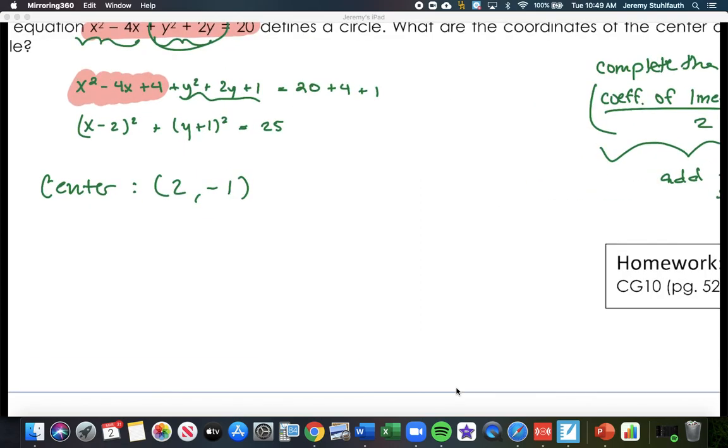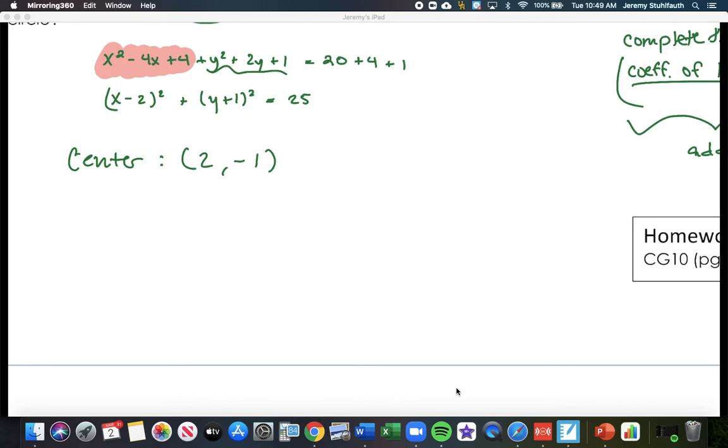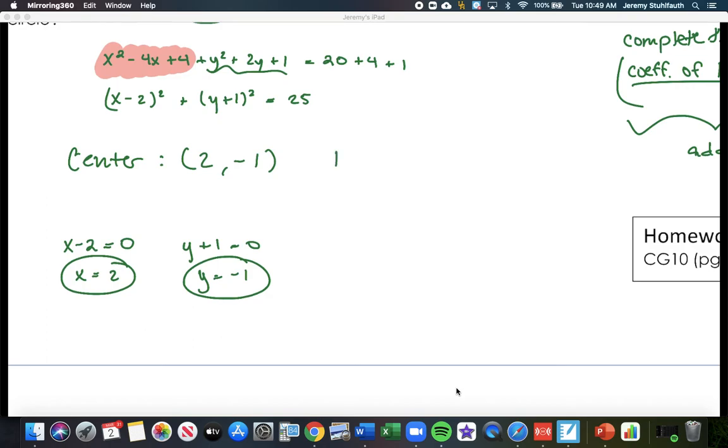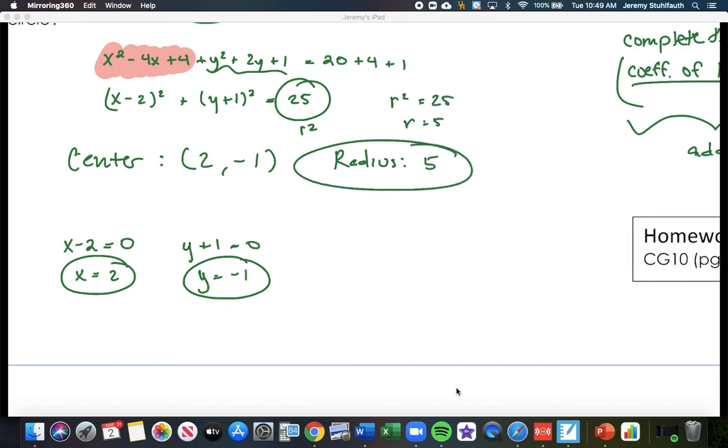In order to figure that out, if you ever can't remember, you take x minus 2, set it equal to 0, solve for x, you get 2. Take y plus 1, set it equal to 0, solve for y, you get negative 1. And those are the coordinates of the center of your circle. Now, the radius: a common mistake that people make is they'll say the radius is 25. But remember, this is r squared. So r squared is equal to 25. r is equal to 5.